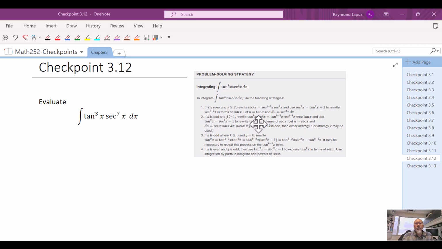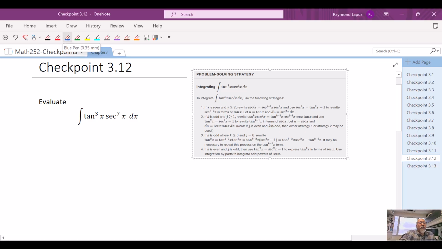So what we want to do is take out a tangent and a secant from both of these factors, and then plan to rewrite everything in terms of secant, so that the derivative of secant is equal to secant times tangent, and then that'll give us our u substitution. Okay, so let's do that.